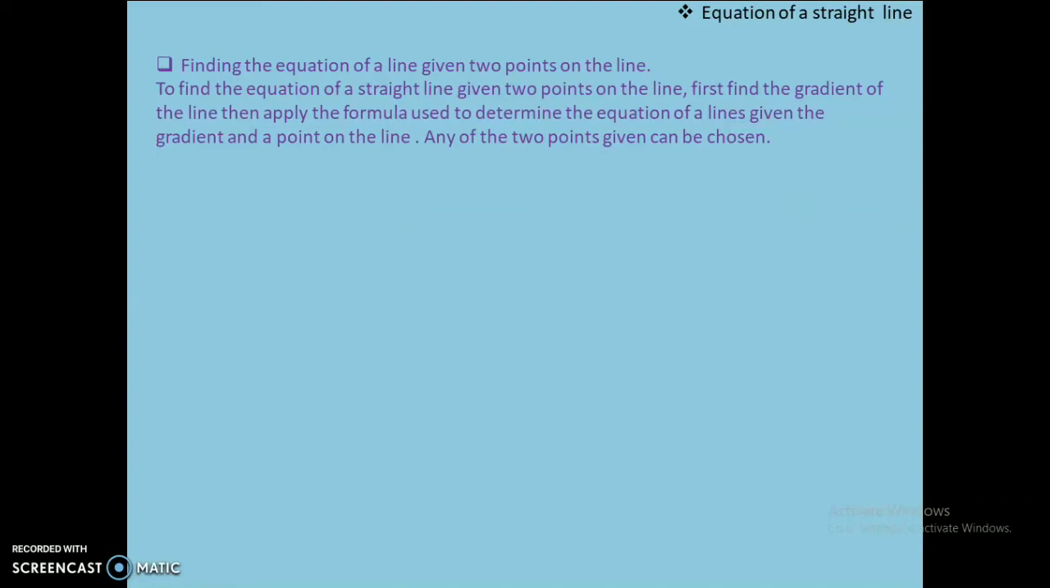That we learned earlier. That is finding the equation of a line given the gradient and the points on the line. Now any of the points can be chosen, we will still arrive at the same answer. Let's look at the worked example.